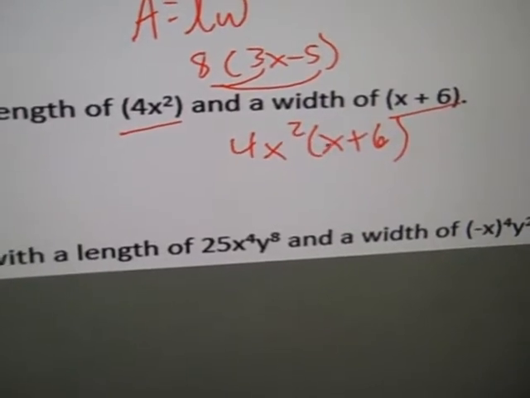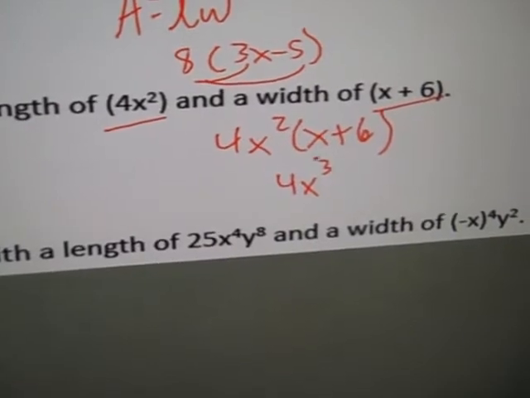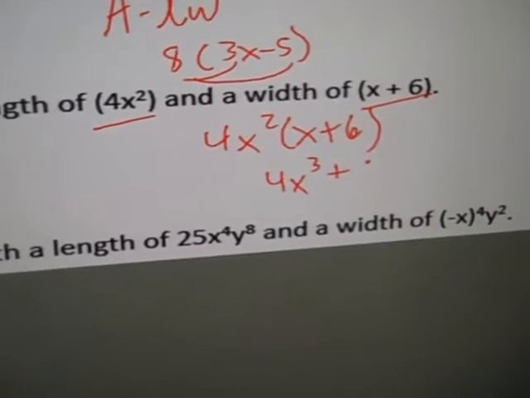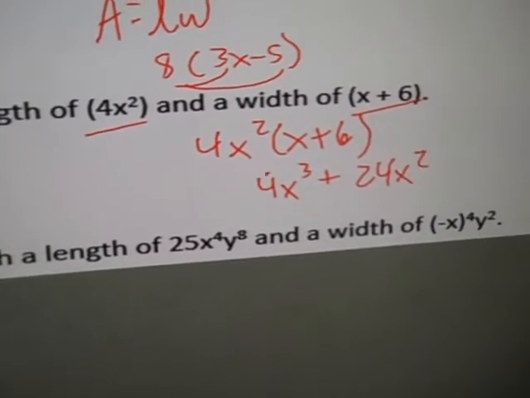4x squared times x is 4x cubed, because I add 2 and 1. And then 6 times 4 is 24. And I don't forget the x to the 2nd power.